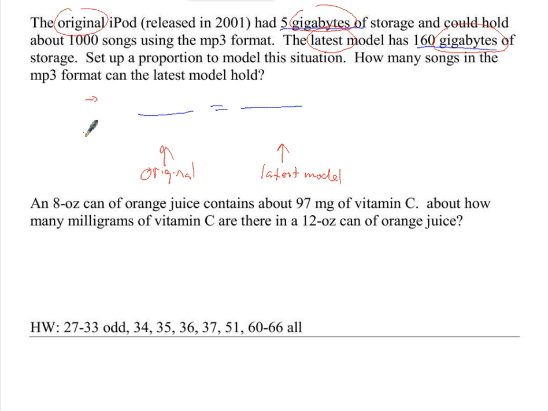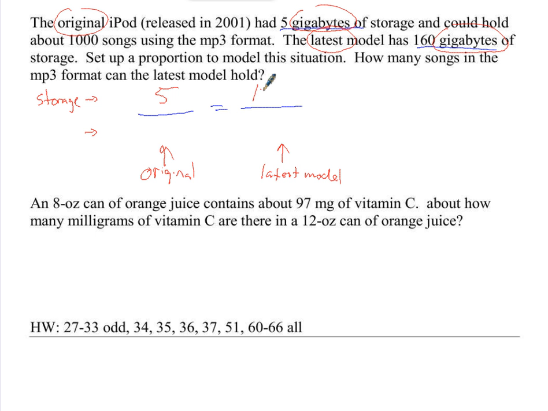Now we got to come up with something to put across the top for both sides and something to put across the bottom for both sides. So what should our top number be here? We're looking at original, right? We have 5 gigabytes, could hold 1,000 songs. So what do you want to put on top? 5? 1,000? Doesn't matter. If we put the 5 here, though, then that means we have storage on top, which means we need storage on top over here as well.